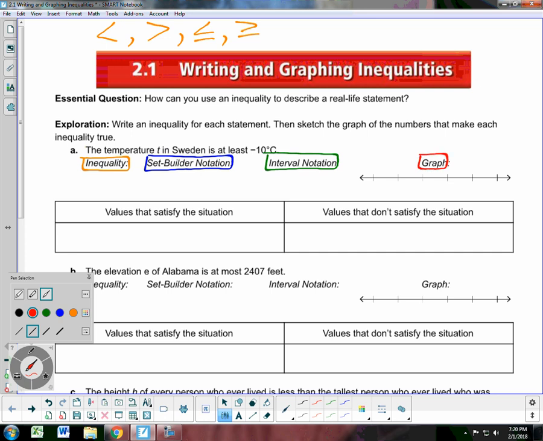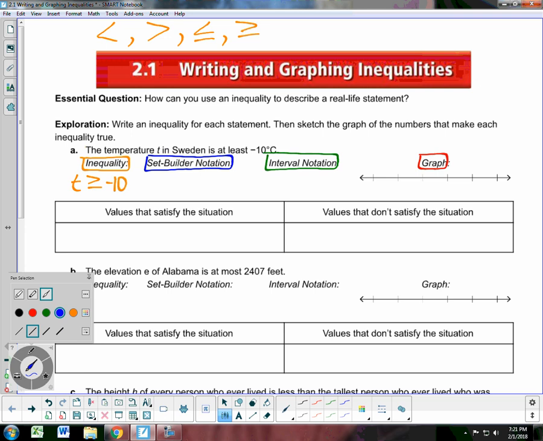So let's take a look at this very first situation. The temperature T in Sweden is at least negative 10 degrees Celsius. So it's telling us to use the variable t. So underneath inequality, I'm going to say t is at least. That means it could be more or equal to, so greater than or equal to negative 10. So it could be negative 10 or more. That's how we would write that inequality.